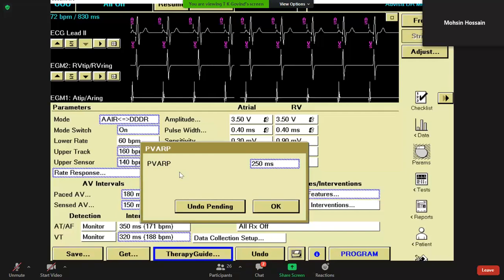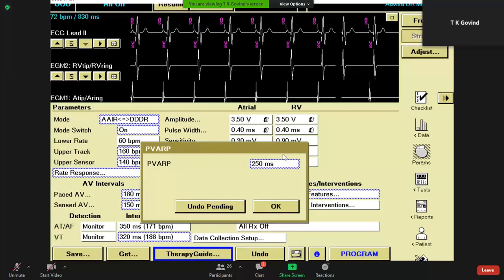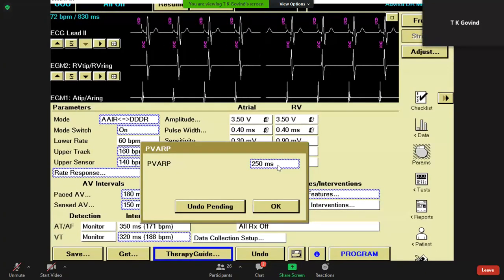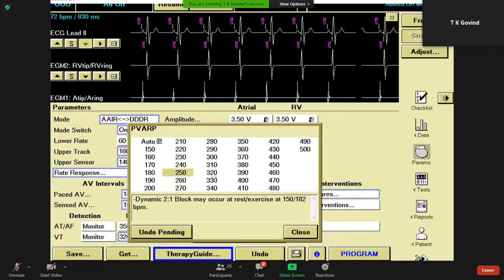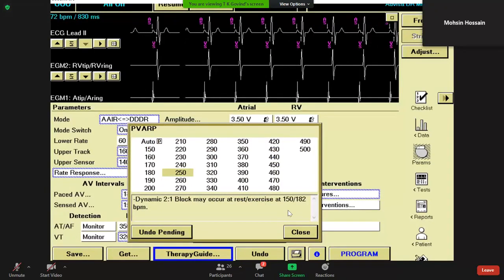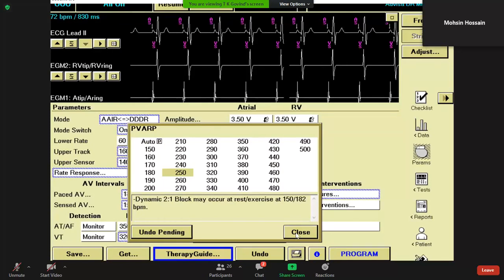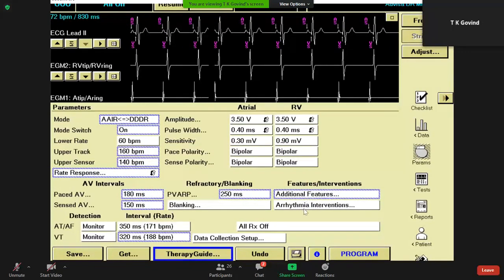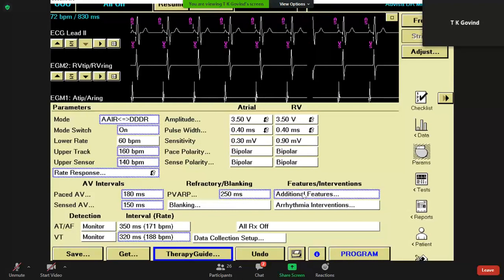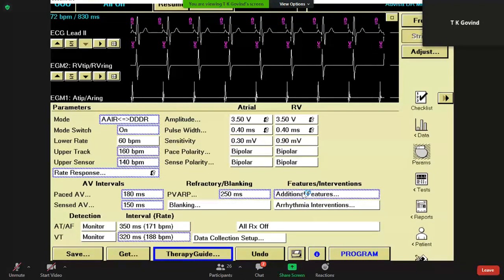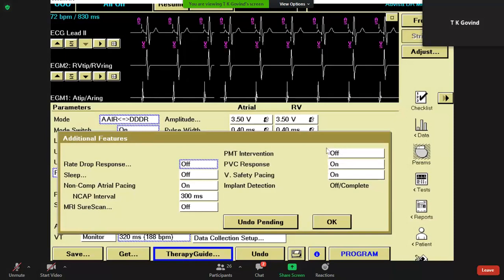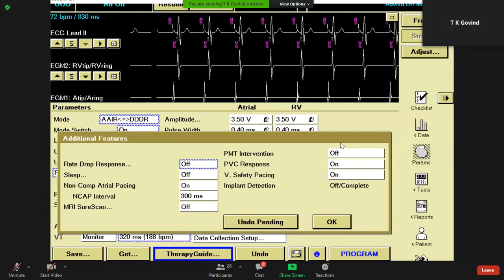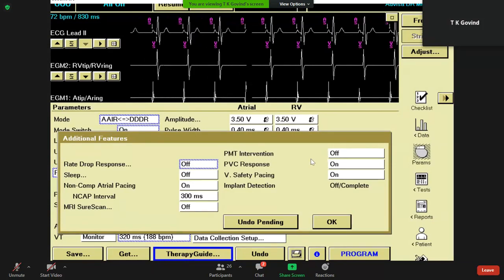But if we can extend the PVARP, it can terminate. No. So in this case, if you program extend, it means you have permanently programmed it to longer. So the problem there is, let's say I permanently programmed it. No. If the patient has PMT, we can extend the PVARP. That can stop the PMT. Yes, provided you program the PMT intervention on. So here I'm clicking that button. Nominally, the PMT intervention is off. I'm sure now you can see my screen. PMT intervention is nominally off in all the pacemakers.